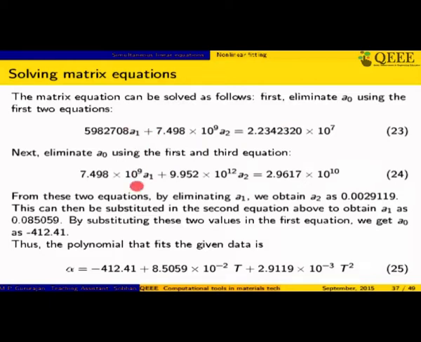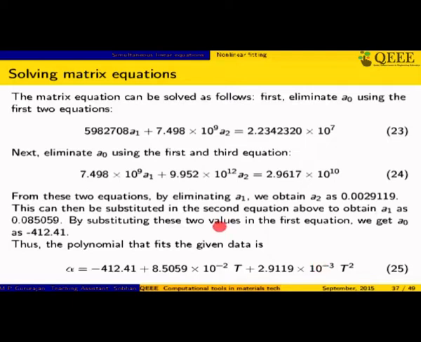So you can eliminate a1, for example, and you will get a2, and if you do that, you get a2 as some 0.0029. Once you have a2, you can substitute here and get a1, and you can take the a1, a2 values and substitute in any one of the equations, and you get the solution. So if you do all that, the polynomial that fits the given data is: alpha is minus 4112.41 plus 8.5059 into 10 power minus 2 times temperature plus 2.9119 into 10 power minus 3 times temperature squared.